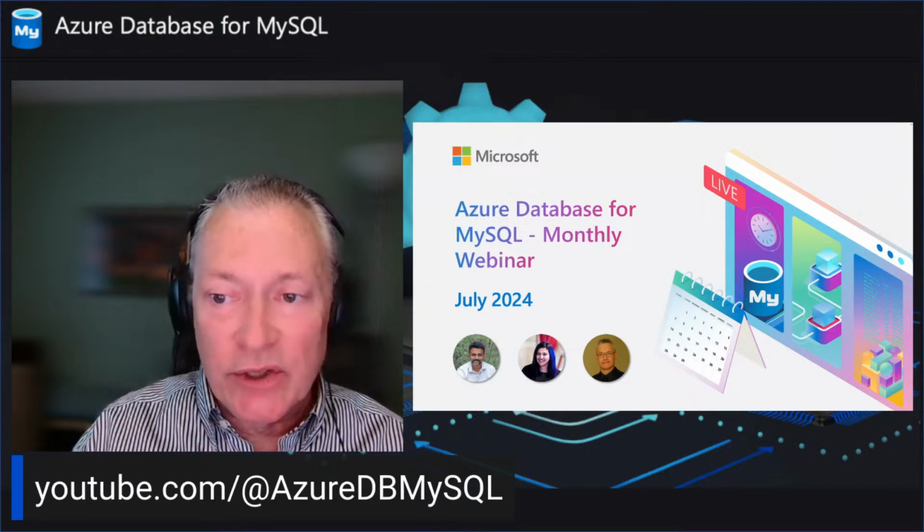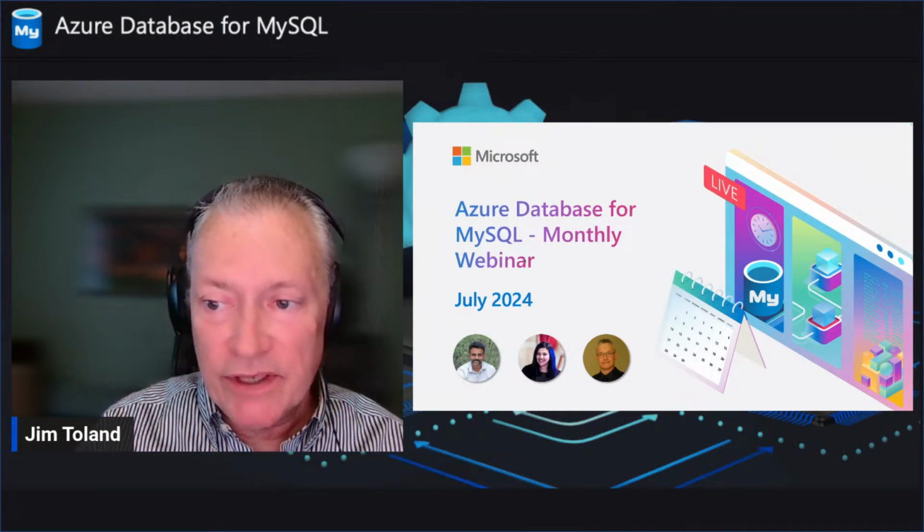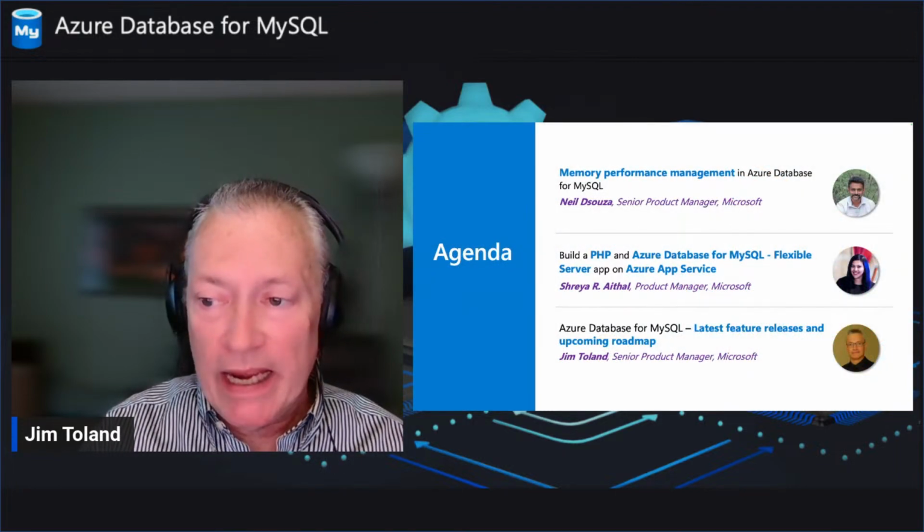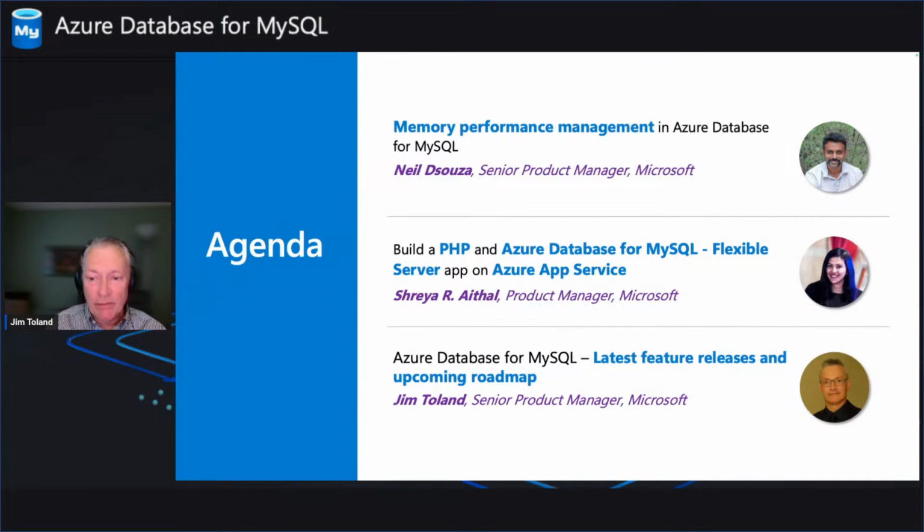Our agenda today includes 2 deep dive sessions followed by a look at our upcoming feature roadmap. We're going to start off by having Dsouza talk to us about buffer pool performance parameters for Azure Database for MySQL. And then we'll have Shreya Aithal jump on, and she'll discuss building a PHP and Azure Database for MySQL flexible server app on Azure App Service. And then finally, I'll do the latest feature releases and upcoming roadmap.